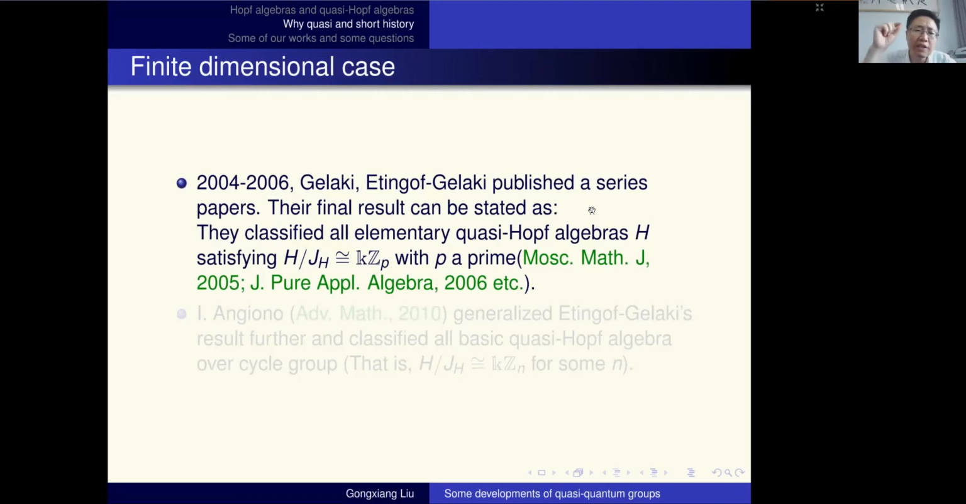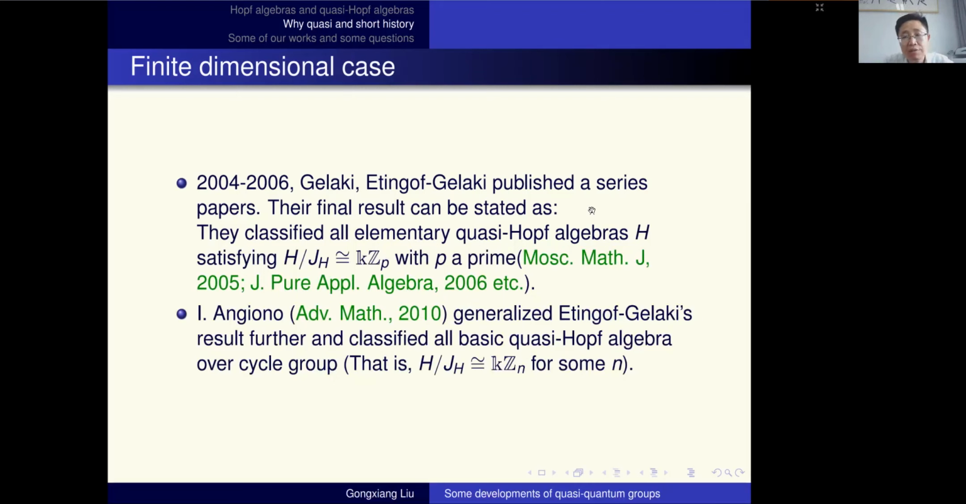So they classify all elementary quasi-Hopf algebras. What is the meaning of elementary? Elementary means all their simple modules are one-dimensional. They proved that all elementary quasi-Hopf algebras satisfy that H modulo its Jacobson radical is isomorphic to k Z_p, where Z_p means the cyclic group of order p, and p is a prime. Okay, that proves this result.